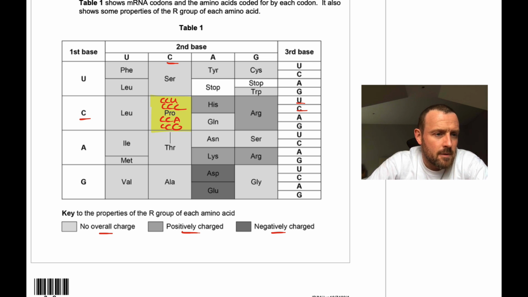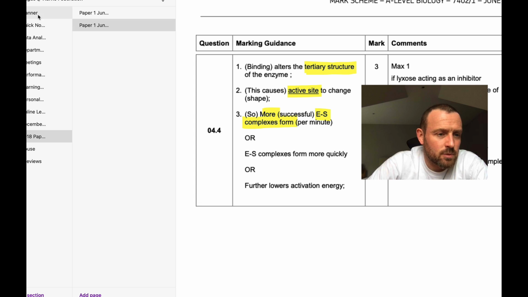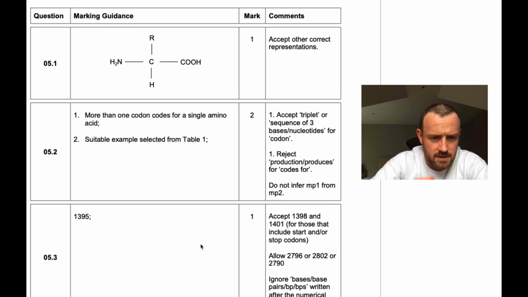Okay, let's check the exact wording of the mark scheme. There's the amino acid. So more than one codon codes for a single amino acid, and giving a suitable example. For example, the proline one that we gave.